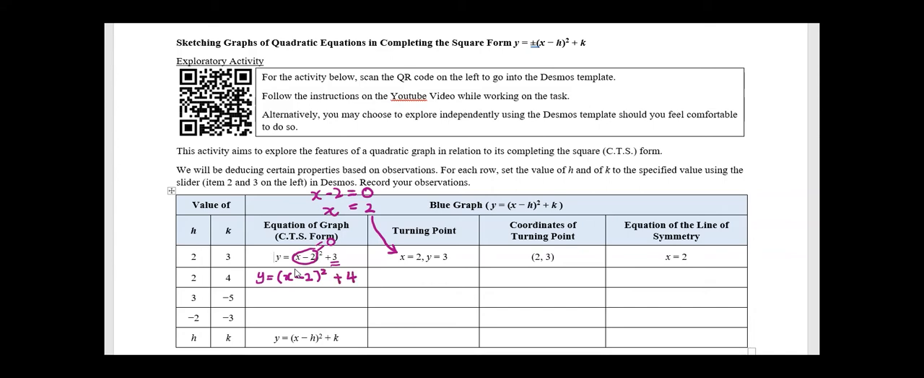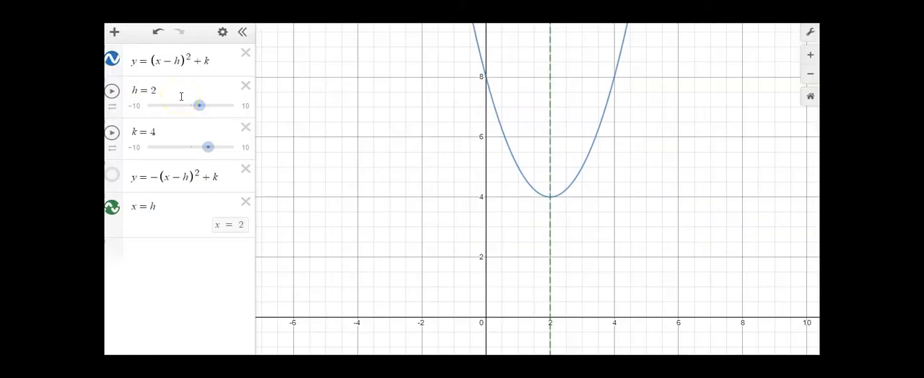So we want to use Desmos to see whether the x-coordinate of the turning point remains at x equals 2, and the y-coordinate of the turning point is actually 4 now. Over here, we set h equals 2, k equals 4, and we locate the turning point. Over here, Desmos tells us that it is x equals 2, y equals 4. So that appears to be consistent with our previous observation.